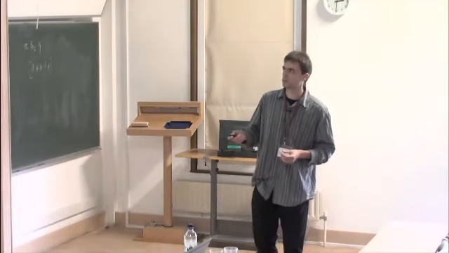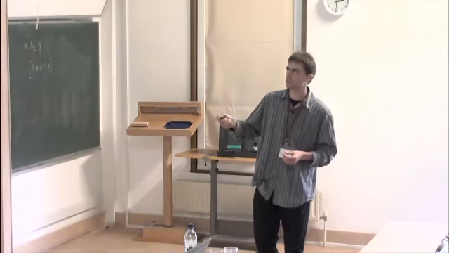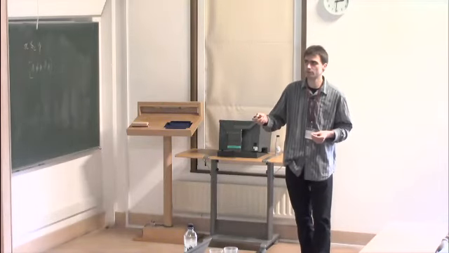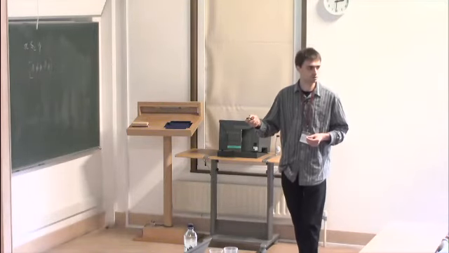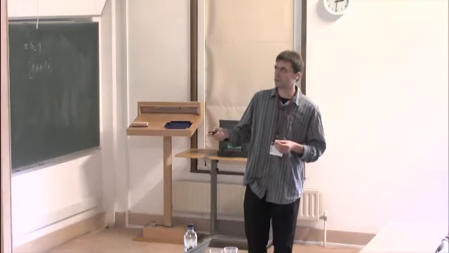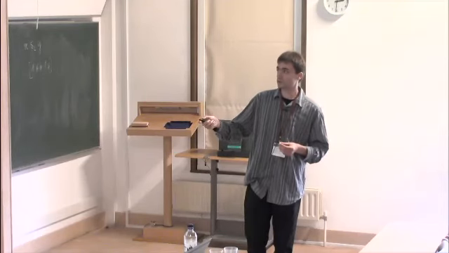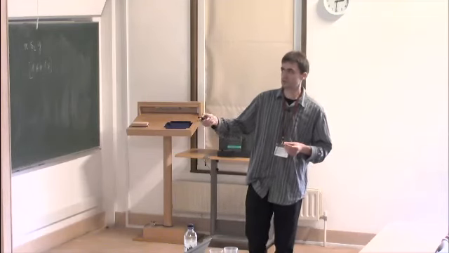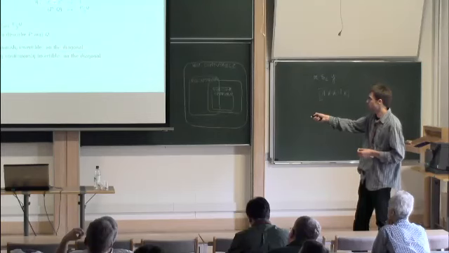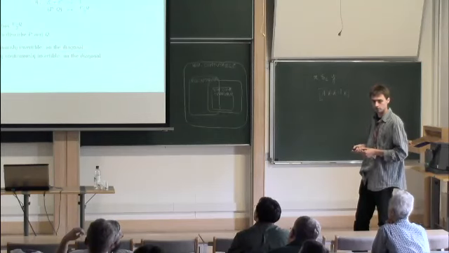And our last example is the ergodic decomposition. Now the player describes the average measure, and the opponent has to find P and Q. The point is that this function is continuously invertible only at the diagonal. So what is not compact here? The ergodic measures. Oh, it is an error, yes, an error.